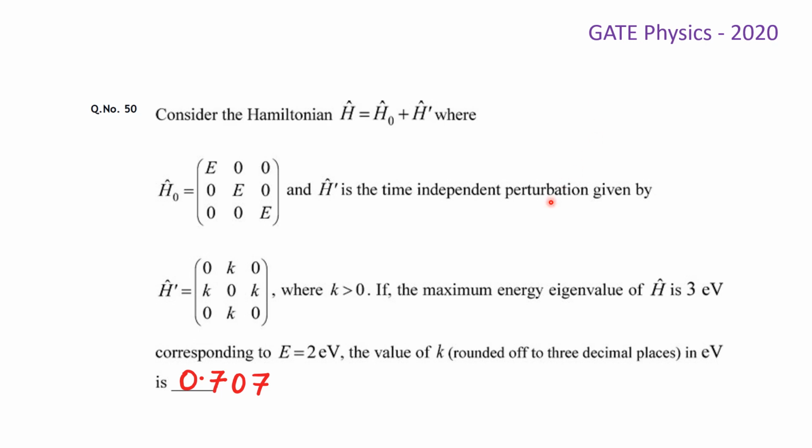So, what we did in this problem? We have just added these two matrices and we found the eigenvalues for the total Hamiltonian H cap. Then we equated the maximum eigenvalue with the 3 electron volt, and also we know the E value, that is the eigenvalue for the primary Hamiltonian H naught cap. By putting that in that equation, we found the k value for the perturbation matrix, and the k value rounded off to 3 decimal places in electron volt is 0.707. That is the answer for this question.